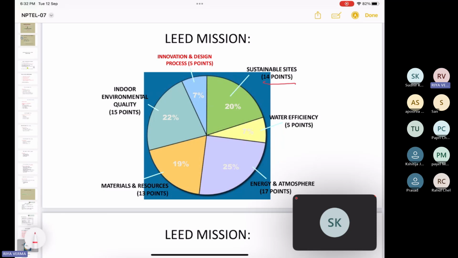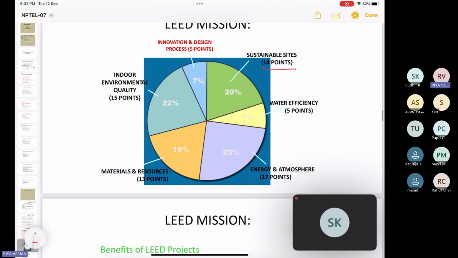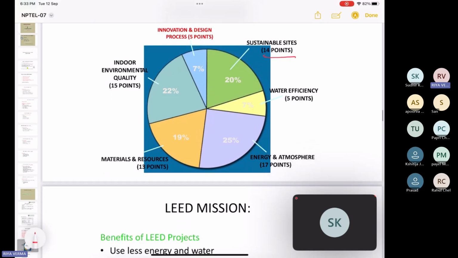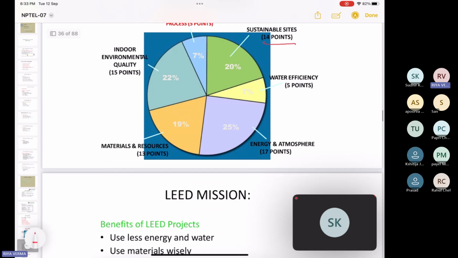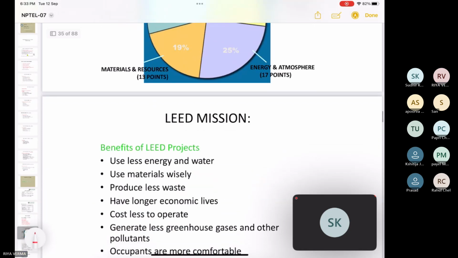So we have 5 points for water efficiency. 17 points are there for energy and atmosphere, and it is the maximum criteria. Then for the material and resources, we have 13 points. For the indoor environmental quality, we have 15 points. And for the innovation design process, we have 5 points. So this is how the points are divided.